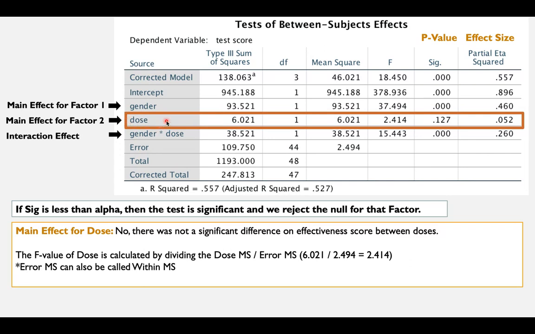The next effect is dosage, high versus low. Again, we see the same thing. Its sum of squares divided by its degrees of freedom gives us its mean squared. Its mean squared of 6.021 divided by the error mean squared produces an F of 2.414. This is quite a small F, and we can see that it is not significant. Its significance value is greater than our alpha.